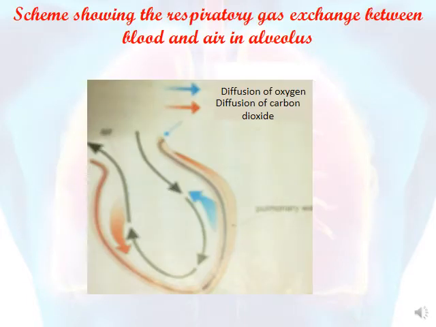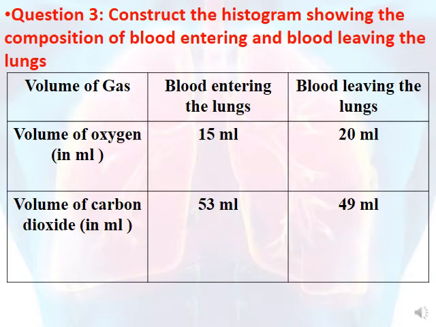This is a scheme showing the respiratory gas exchange between the blood and the air in the alveolus. So diffusion of oxygen is from a medium of high concentration to a medium of low concentration, and that of carbon dioxide is from a medium of high concentration to a medium of low concentration.